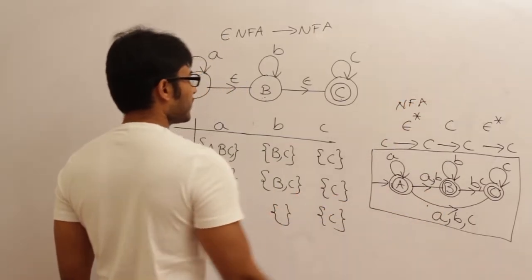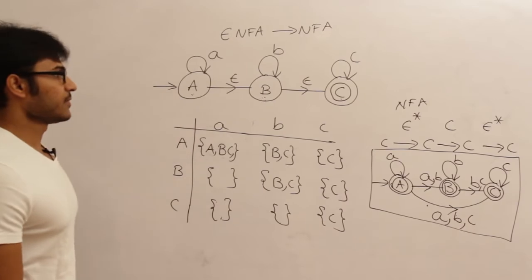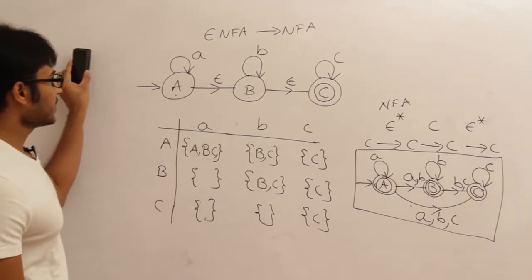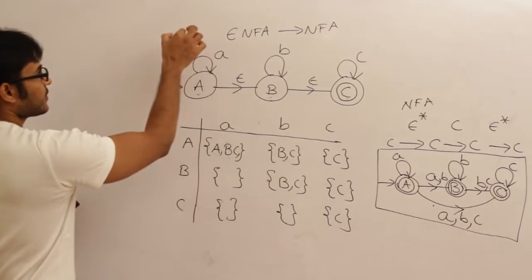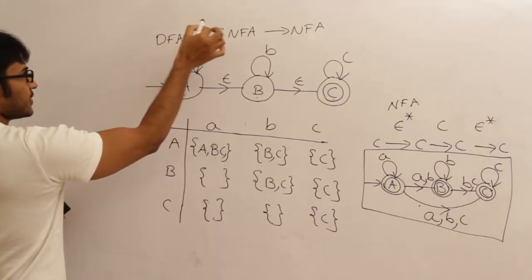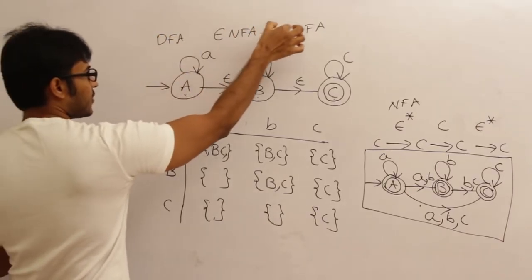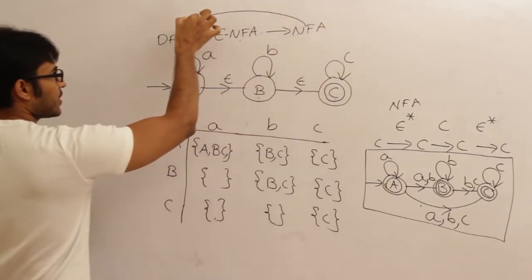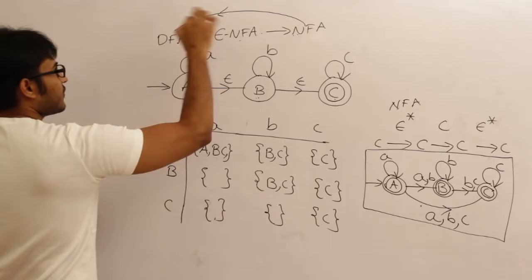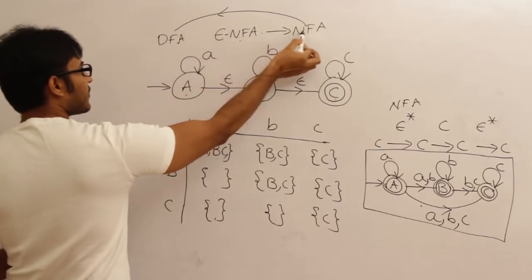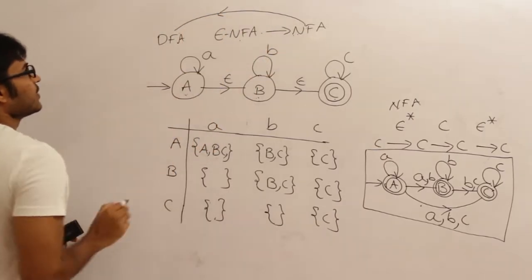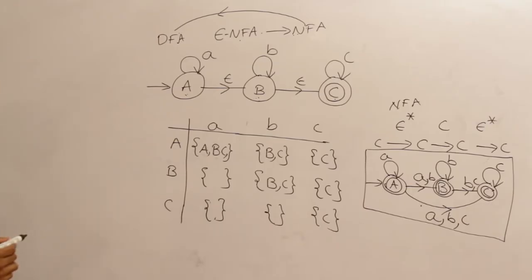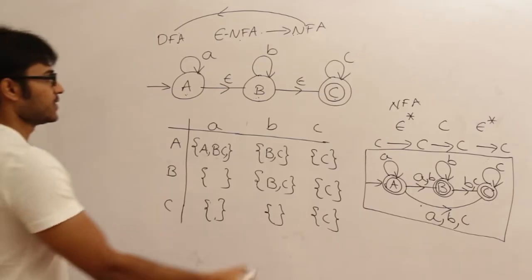We constructed the NFA for the given epsilon NFA. And now you will understand that since we have already converted NFA to DFA, and now epsilon NFA to NFA, and we know that we can convert NFA to DFA, therefore you can know that I can convert epsilon NFA to DFA. So all the finite automata are equivalent in power. This is the final answer.